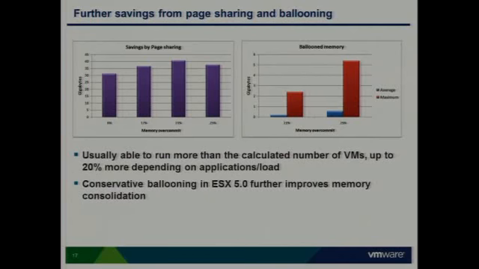And in ESX 5.0, we made another improvement with respect to ballooning, where we follow a more conservative approach to ballooning. In 4.1, we were actually aggressively ballooning out the memory, and that would result in poor performance at an earlier level. But in ESX 5.0, we are taking a conservative approach which delays the memory reclamation till the last possible moment, until it is absolutely needed. So this further gives you memory consolidation.